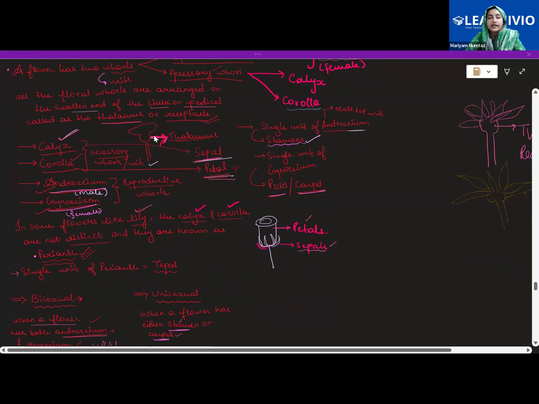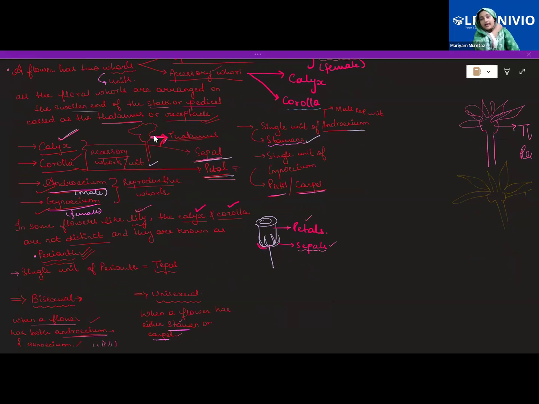So furthermore, see, because androecium, gynoecium, calyx, corolla are the bigger units, for the ease of our understanding, we take out a single unit out of all of these bigger major chunks so that we can study them better. So for example, the single unit of androecium is called the stamen. The single unit of gynoecium is called the pistil, or you can call it the carpel. And then the single unit of calyx is called the sepal. And lastly, the single unit of corolla is called the petal.